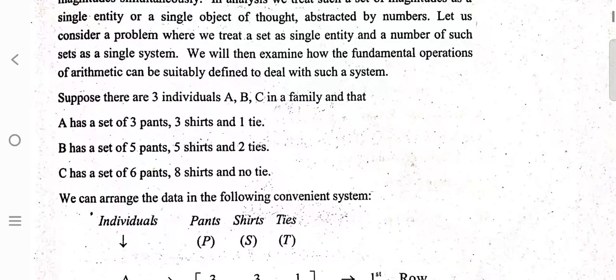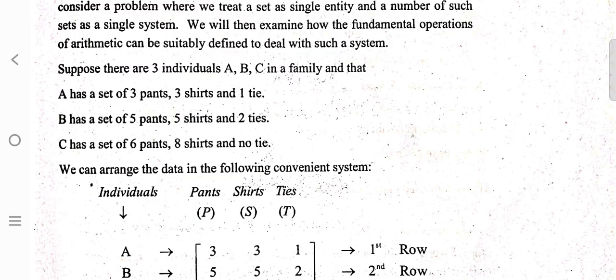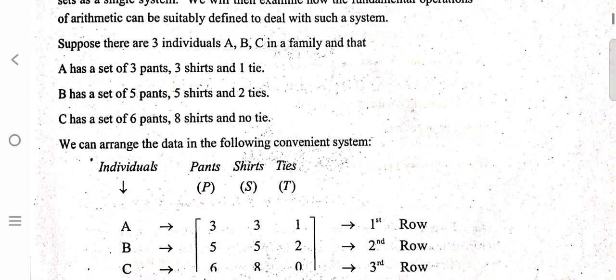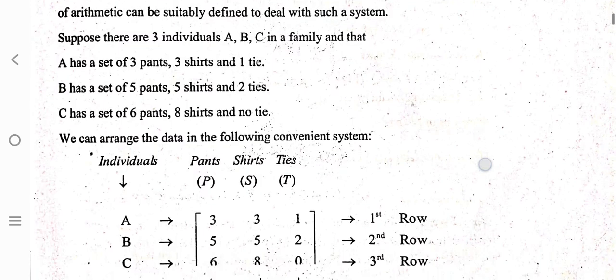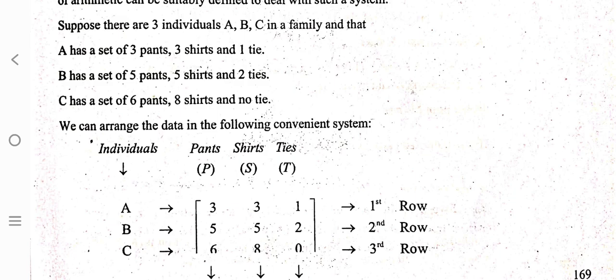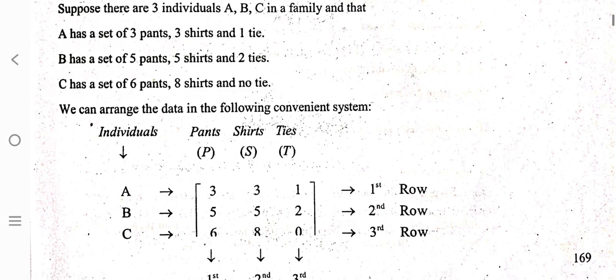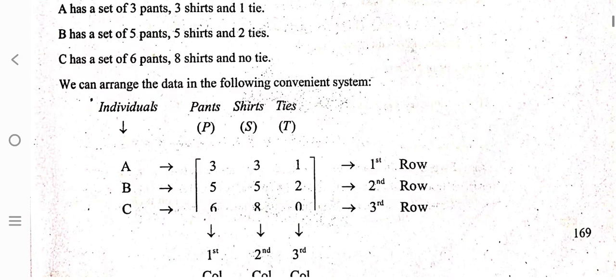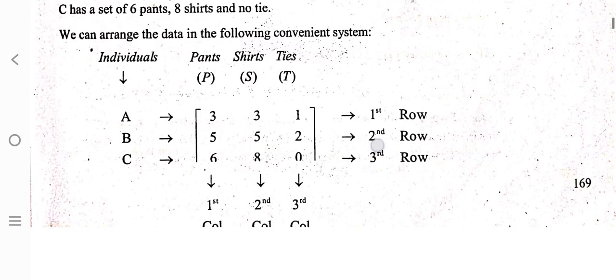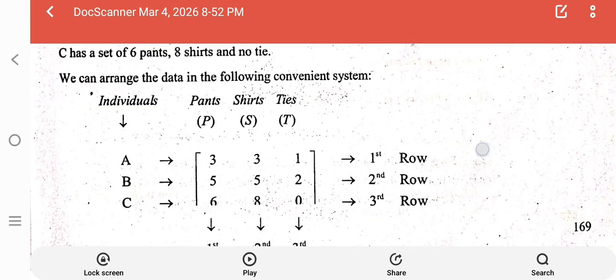So now I am going to discuss the concept of the matrix. Let's suppose there are three individuals A, B, C in a family, and A has a set of 3 pens, 3 shirts and 1 tie, and individual B has a set of 5 pens, 5 shirts and 2 ties, and individual C has a set of 6 pens, 8 shirts and no tie. So we can arrange all the above data in a convenient system.